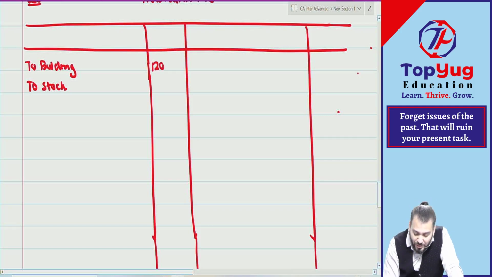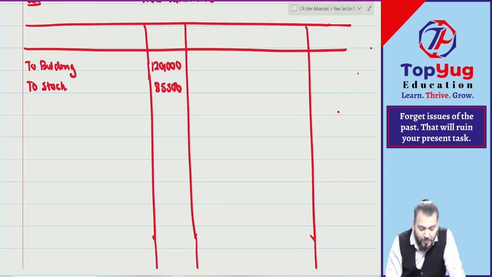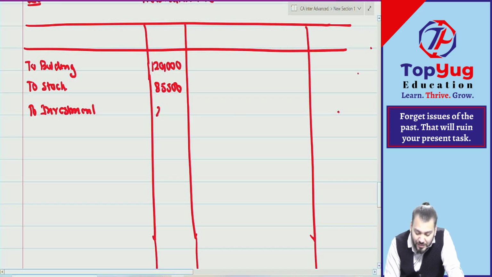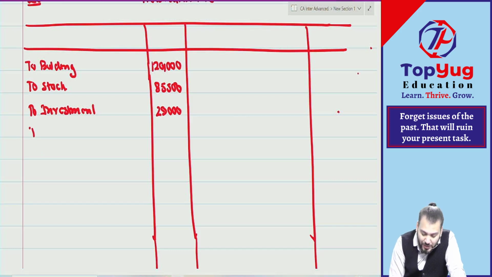Now can you give me fast? 1,20,000. Stock how much? 85,500. To investment how much? To fill the balance sheet at book value. Therefore I always say repeat this step in your mind: fill the balance sheet at book value. You will repeat that step, you will never make a mistake. Correct? Investment how much? All investment will come now. 29,000.